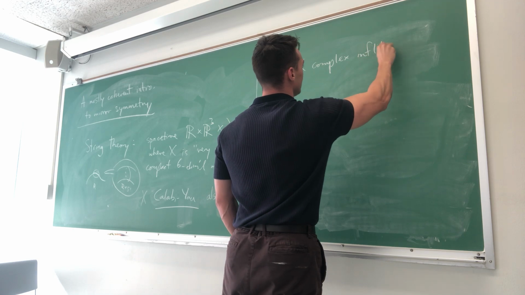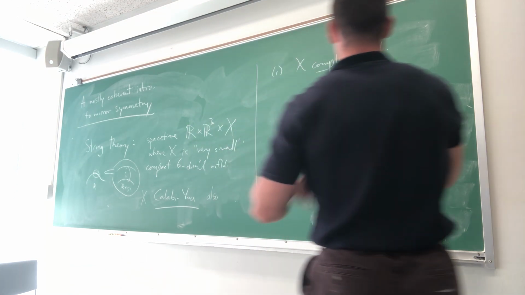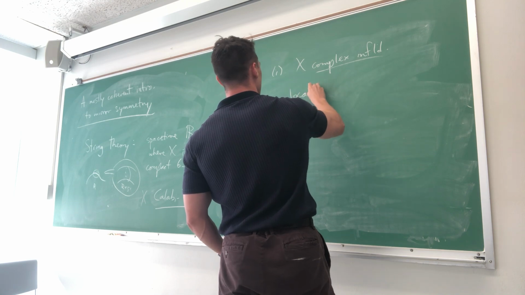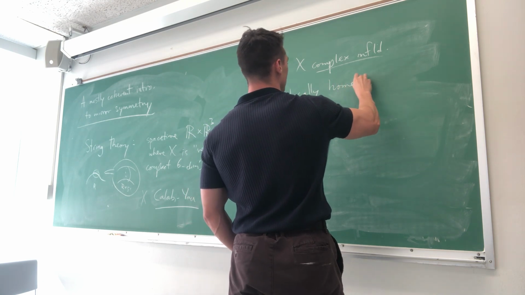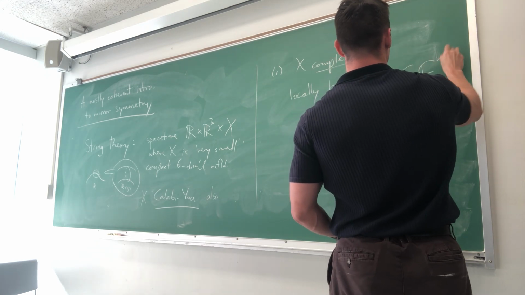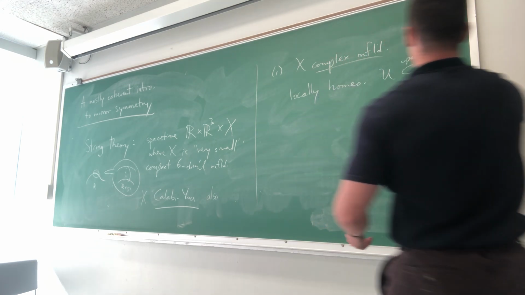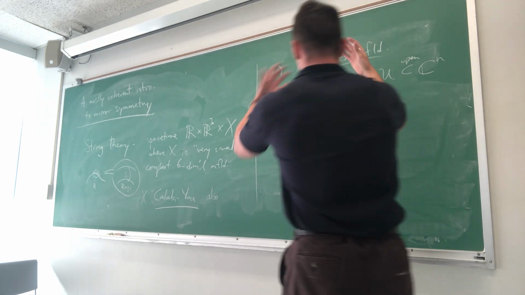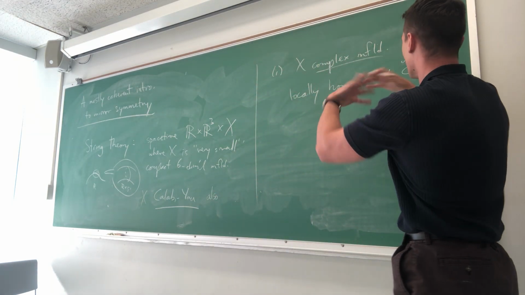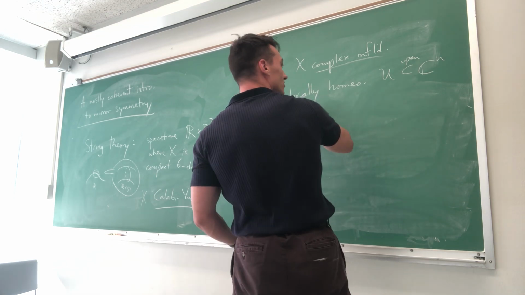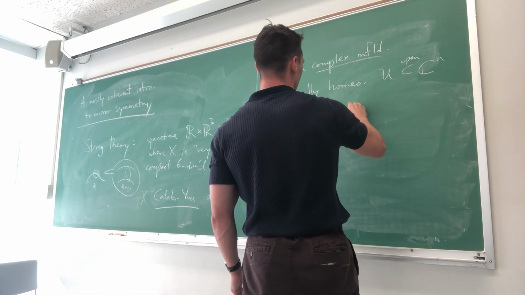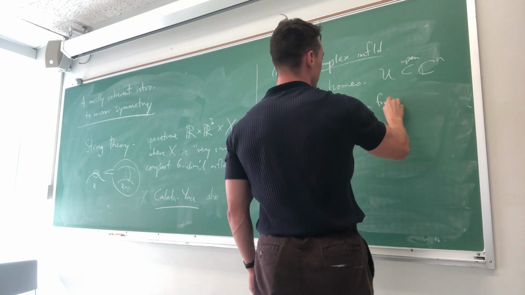Okay. So what is a complex manifold? It's locally homeomorphic to some open subset of C^n. That's the standard thing we mean when we talk about a manifold. It looks like, in this case, instead of R^n, it's C^n, and then we also impose the condition that these transition functions are holomorphic.